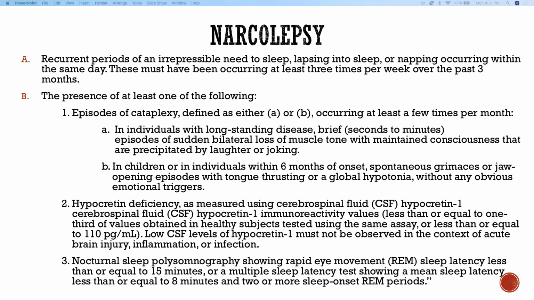The condition can also have a significant and serious impact on daily activities, since people feel overwhelmingly tired and unable to stay awake during the day. I'm sorry, they unwillingly fall asleep during the middle of activities such as driving or eating. Narcolepsy affects approximately 1 in 2,000 people, although the condition is often believed to go underdiagnosed and undertreated.